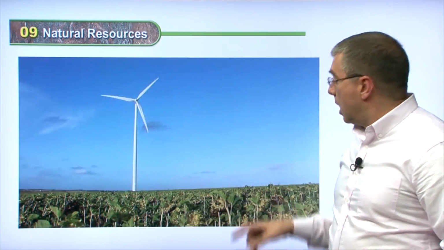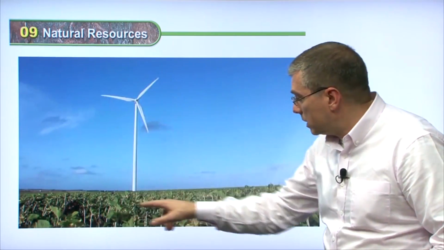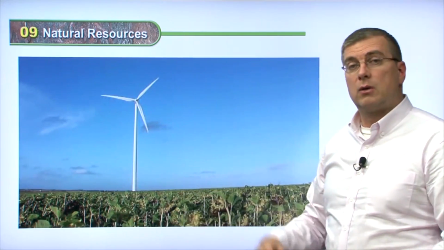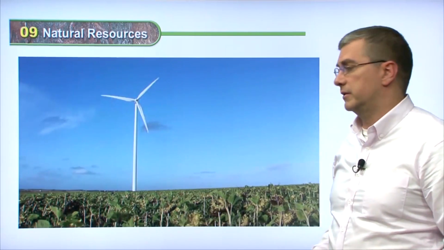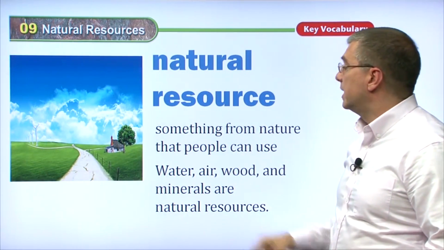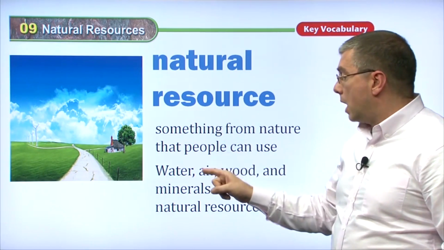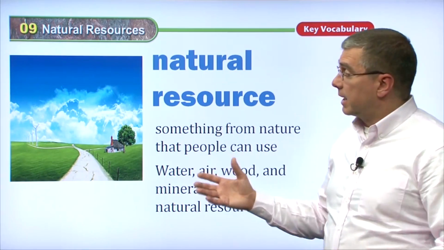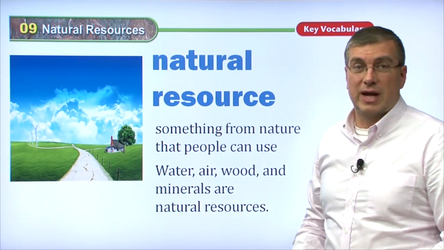But if you think about it, actually, we're using all of these things for resources. We're using the ground, the soil, as a resource to grow plants, right? So there's a lot of different things from nature that we use, and we call these resources. A natural resource, of course, is something from nature that people can use. Water, air, wood, and minerals are natural resources. So like I said in that picture, and in this picture too, all of these things we can use as a resource.